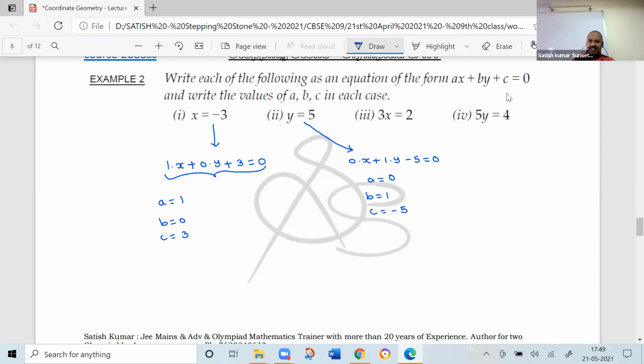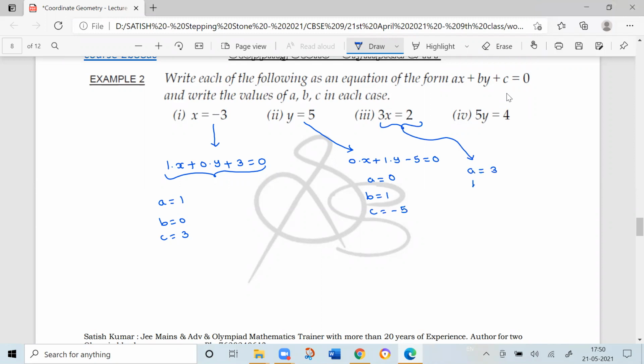Now you tell me directly, without writing in this form, what is A, what is B, what is C. A equal to 3, B equal to 0, and C equal to minus 2. Correct, good. Now without writing again: A equal to 0, B equal to 5, C equal to minus 4. Very good.